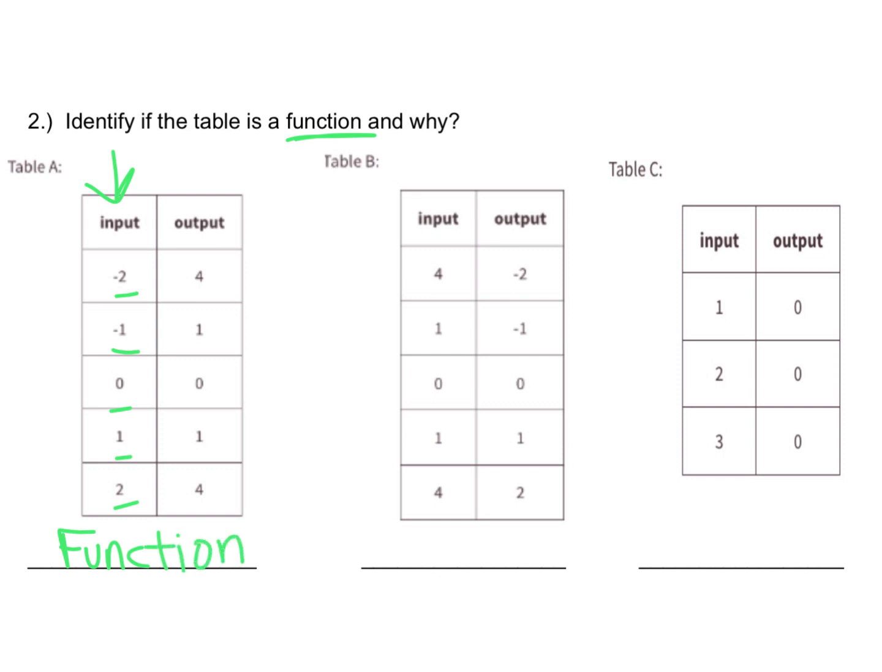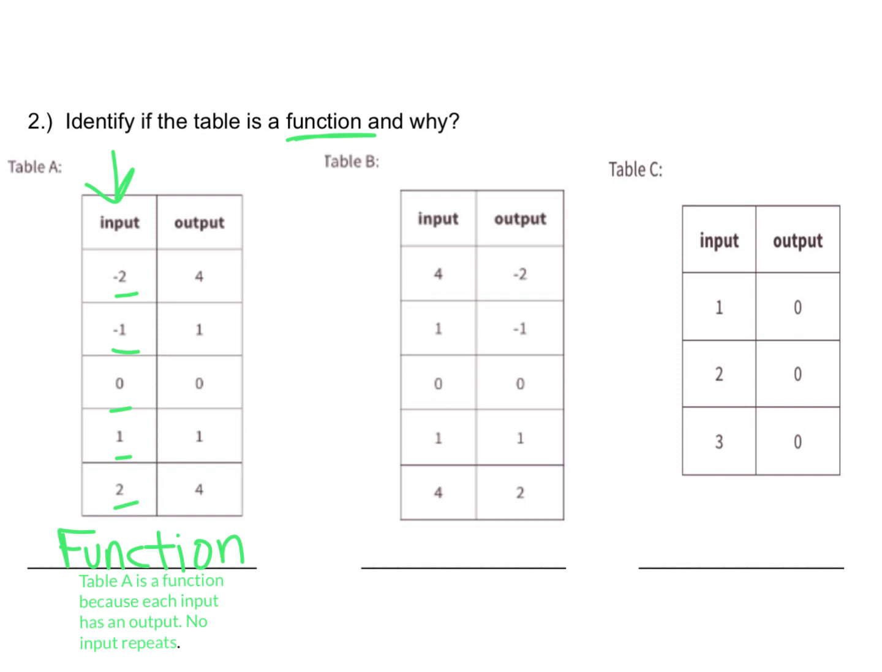And then now I have to tell why. Okay, so I came up with a reason there. I said that table A is a function because each input has an output. I also added that no input repeats. Let's do the same for table B.